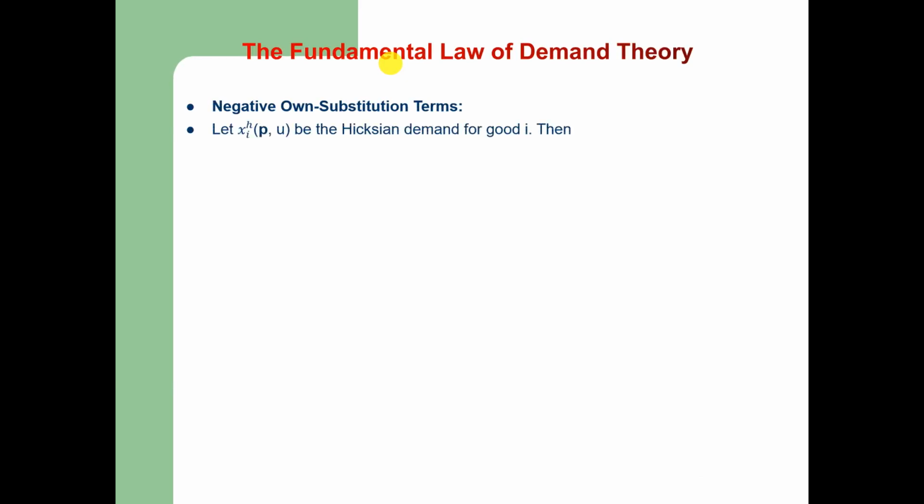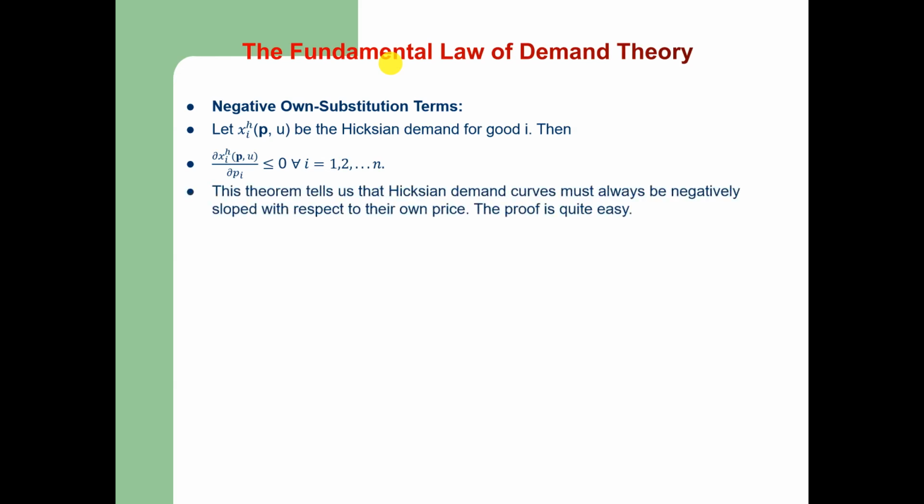Let us suppose x_i^h of the price vector and given utility is the Hicksian demand for good i. Then the partial of Hicksian demand with respect to own price is less than or equal to 0 for all i from 1 up to n. This theorem tells us that the Hicksian demand curves must always be negatively sloped with respect to their own prices, and that is true. I just did this in the previous video. The proof is quite easy.